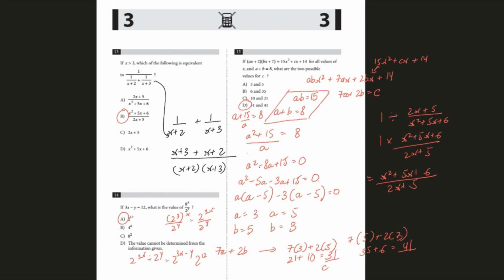Next is the grid-in section, and for these questions you don't have any options, you have to calculate the answer. So if t is greater than 0 and t square minus 4 is equal to 0, what is the value of t? This is a quadratic equation, so there are going to be two possible values of t. So t square minus 4 is equal to 0.